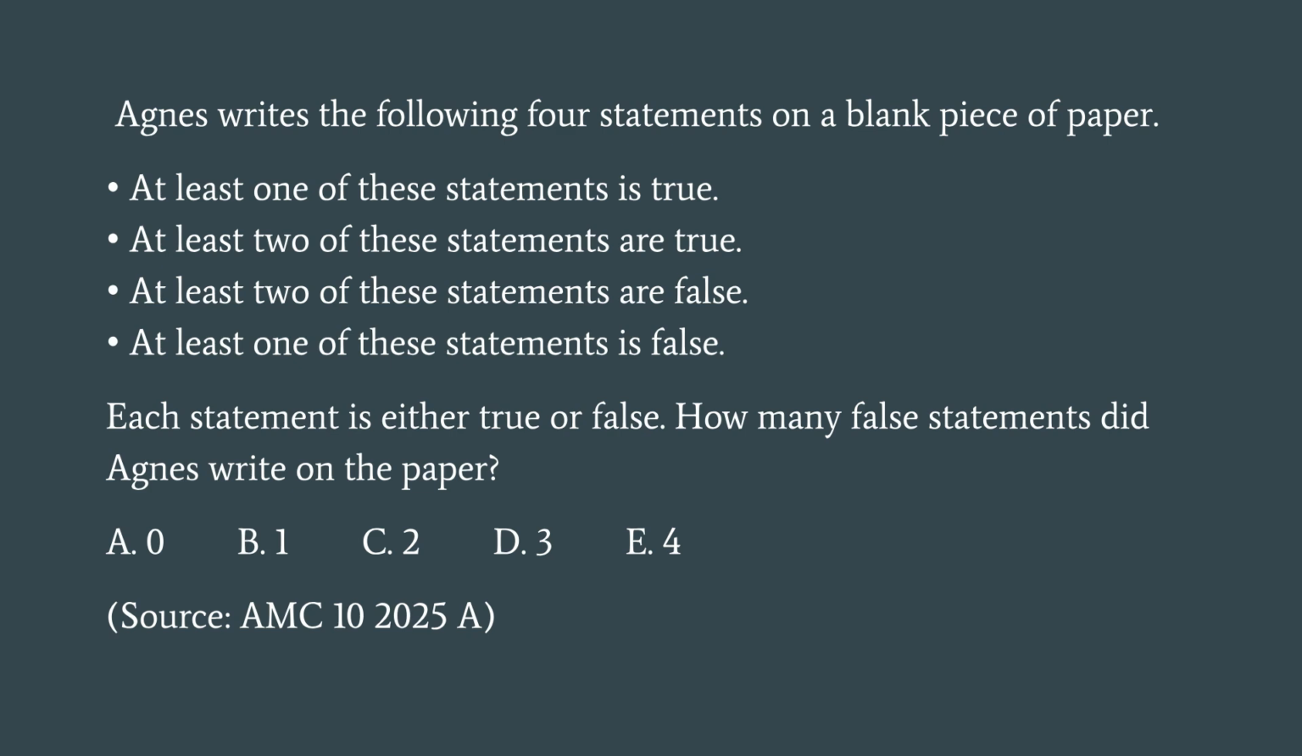Here is problem 8 from the AMC 10 2025A. Agnes writes the following 4 statements on a blank piece of paper. At least one of these statements is true, at least 2 of these statements are true, at least 2 of these statements are false, and at least one of these statements is false. Each statement is either true or false. How many false statements did Agnes write on the paper?